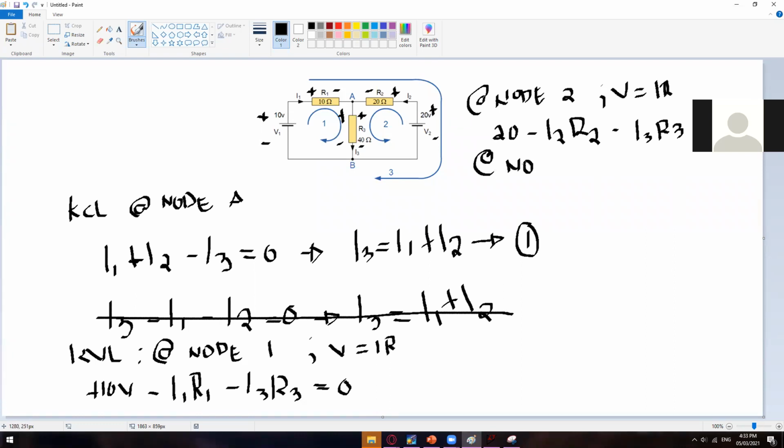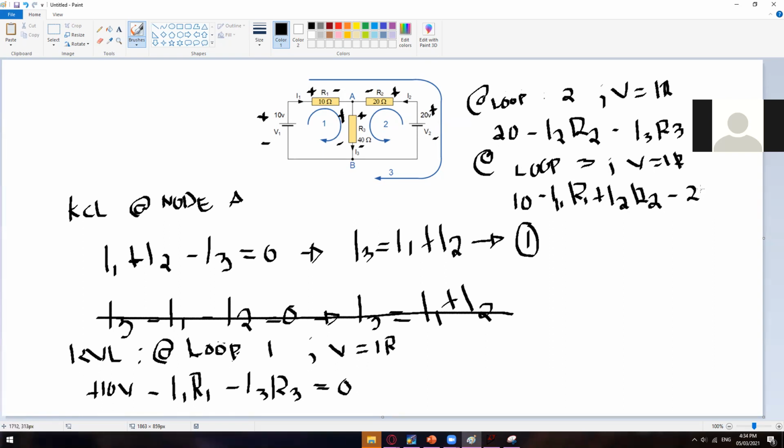And then for the last loop, sorry, this is not node. This one is loop. At loop 2. Okay, and then the same with this one. This one is not node. This one is at loop 1. Right? And then we have the third loop at loop 3. So we have this positive 10 volts minus I1 times R1 and plus I2 times R2 minus 20 volts and going back to the original one equal to 0.